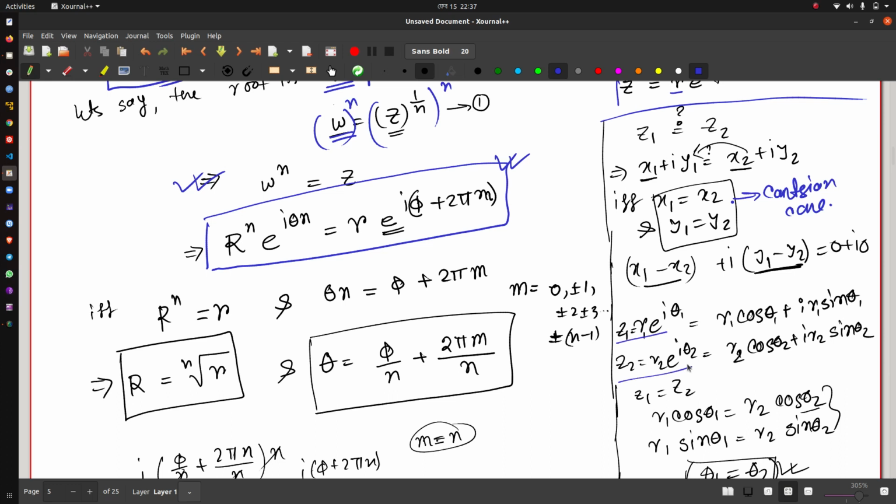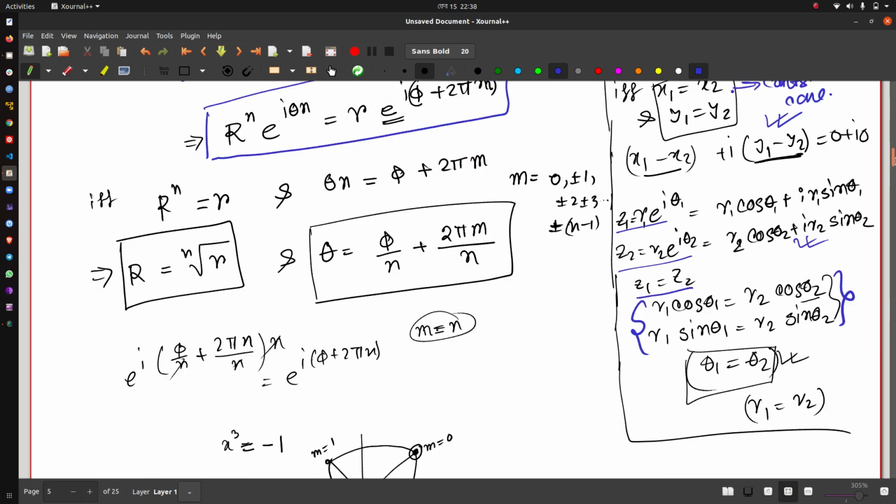So you write these two in polar forms, you get this r1 cos theta 1 plus i r1 sin theta 1. Similarly for z2 you get this expression, and you are saying, okay, I'm demanding these two to be equal. If I do that, then again by this argument, the real parts and the imaginary parts have to be equal to each other. That means the real part of z1 and the real part of z2 should be equal to each other, and the imaginary part of z2 and the imaginary part of z1 should be equal to each other. That gives us these two expressions.